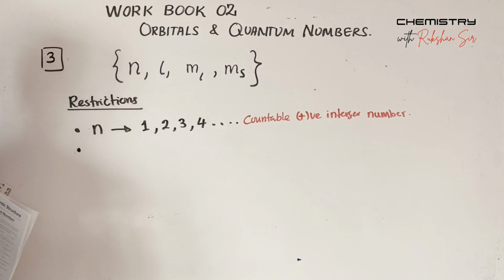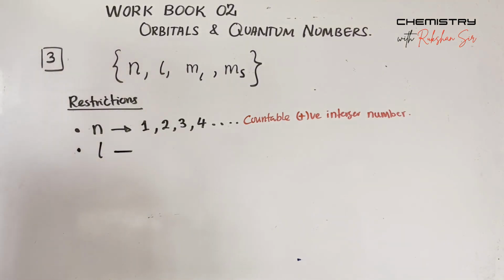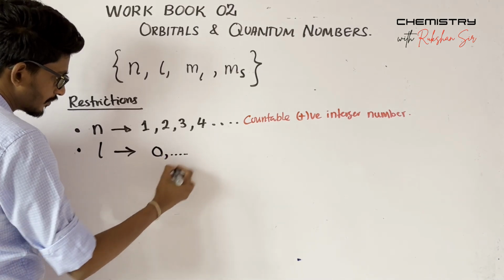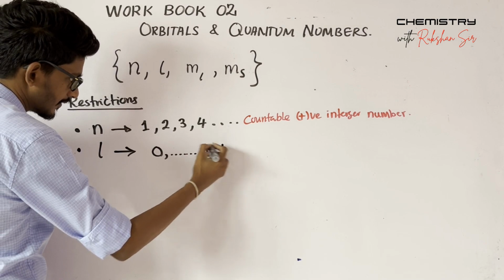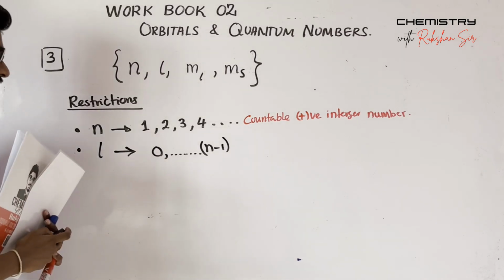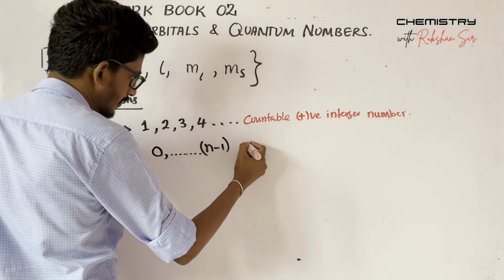These are restrictions. L can't take each and every value. The number of values possible for L is restricted by the n value. So basically 0 to n minus 1. Those integer values can be taken by L.